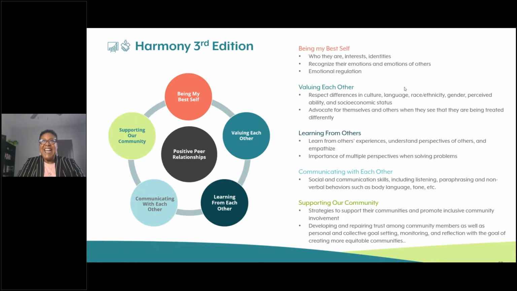Super excited to share this brief sneak peek into our Harmony Third Edition. We've retained most of the current program content, but in response to client requests and recent revisions in the CASEL competency descriptions, we have restructured our unit themes to include the following: being my best self, valuing each other, learning from others, communicating with each other, and supporting our community. Next slide.